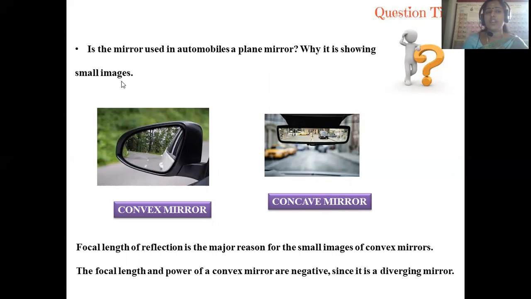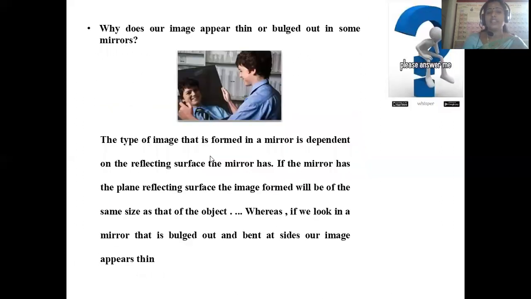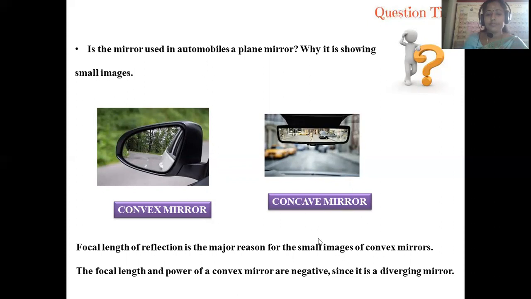Now we will discuss why it is showing a small image. The reason for the small image is that the focal length and the power of the convex mirror are negative, right? Especially in the case of a convex mirror, you can observe the smallest picture of the object with respect to the exact object. That is purely because the focal length and power of the convex mirror are negative. So the focal length value is negative, and the mirror also gives the picture in such a manner.